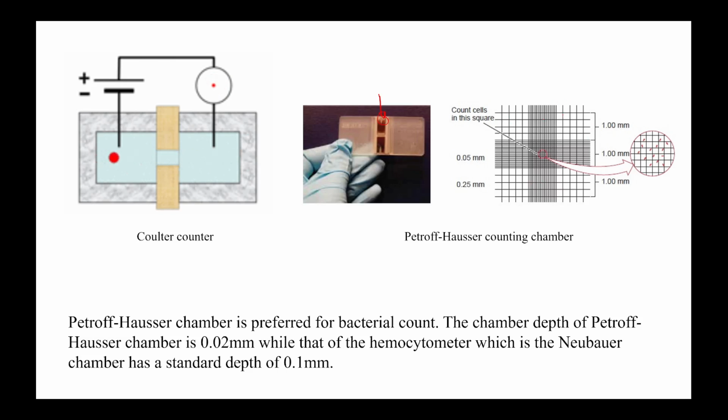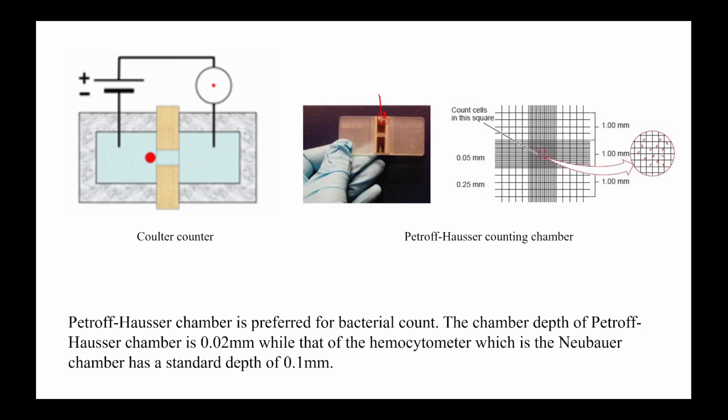It has multiple grids on it. There are two types of grids you can see. The outer ones have bigger squares and the inner ones have smaller squares, right? The outer ones are used for counting bigger cells like mammalian cell counting. We are using these outer corner squares and we use the inner corner square for counting smaller cells like a bacterial cell. Petroff-Hauser chamber is generally the term used when we are doing the bacterial cell count and we are using these smaller squares.